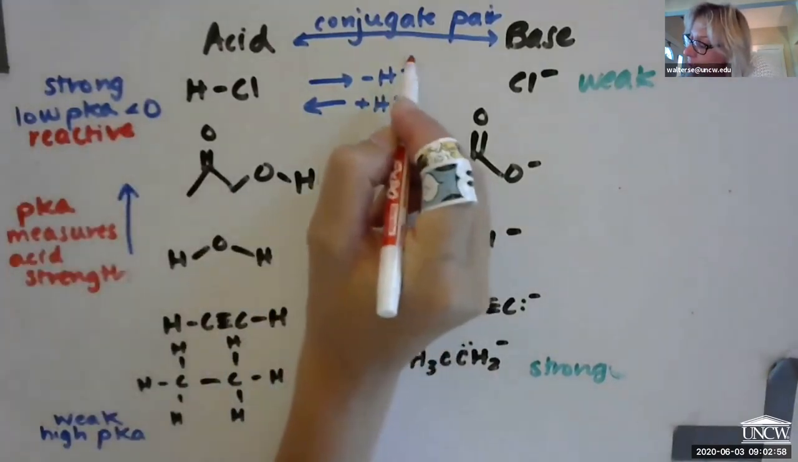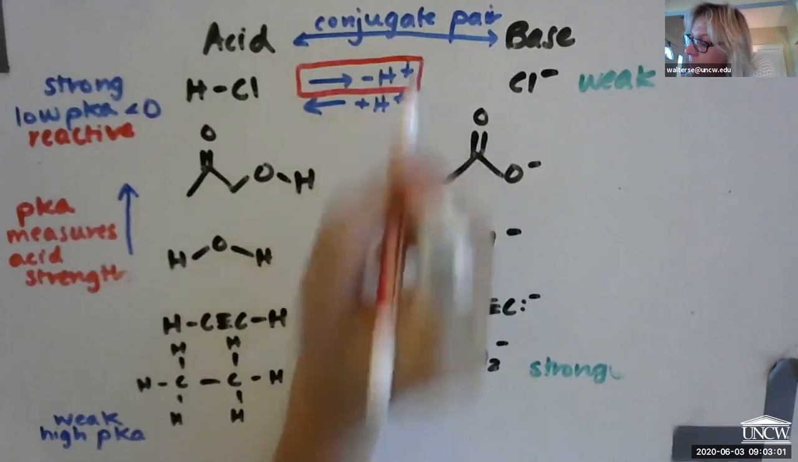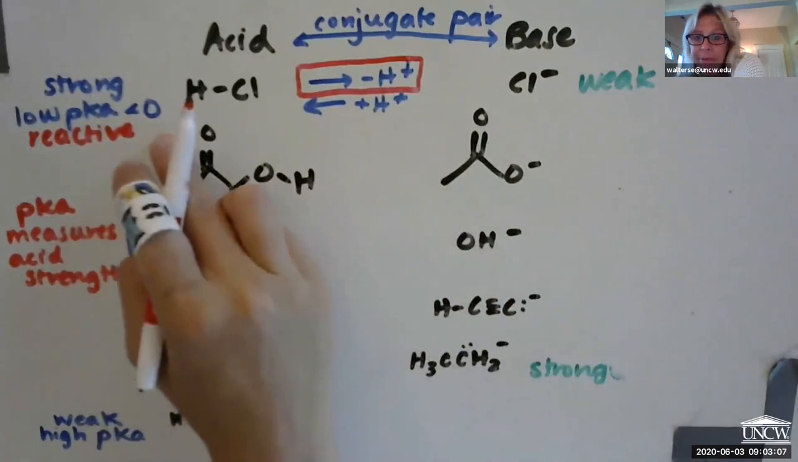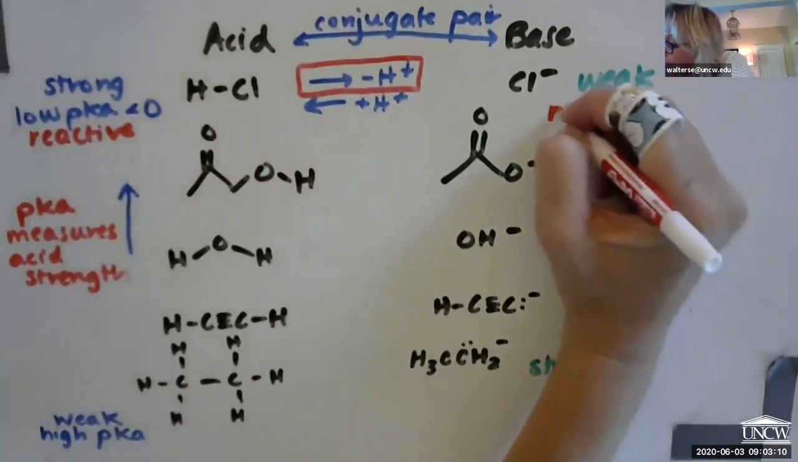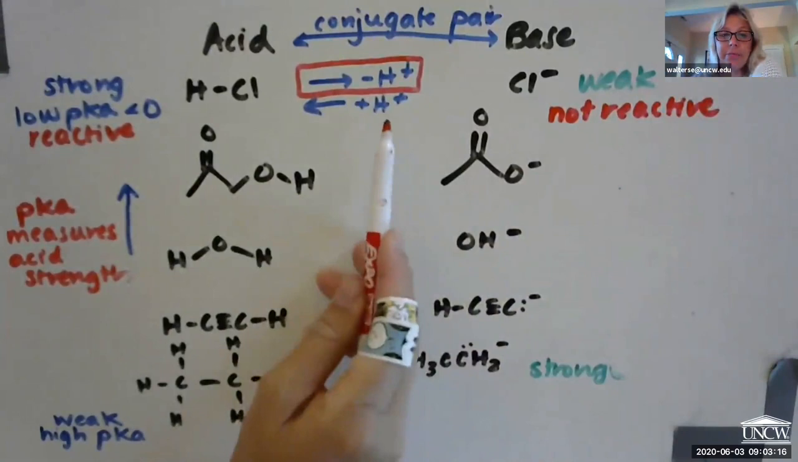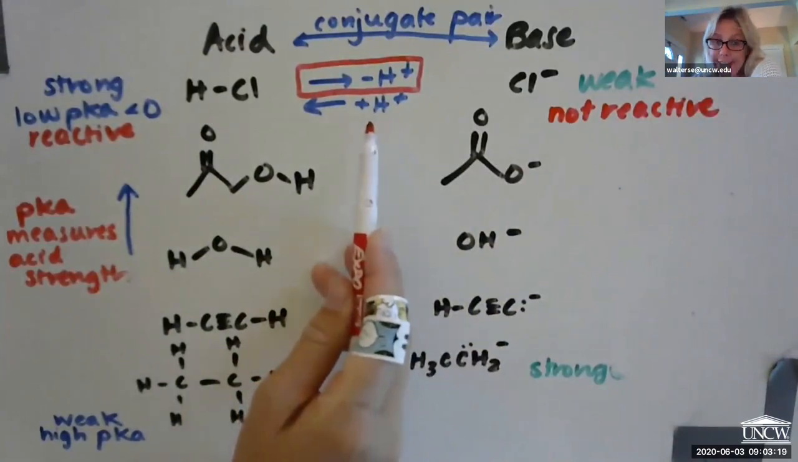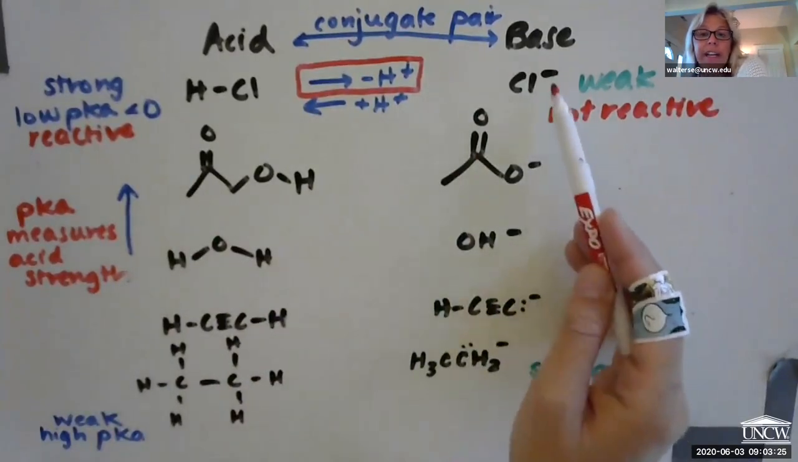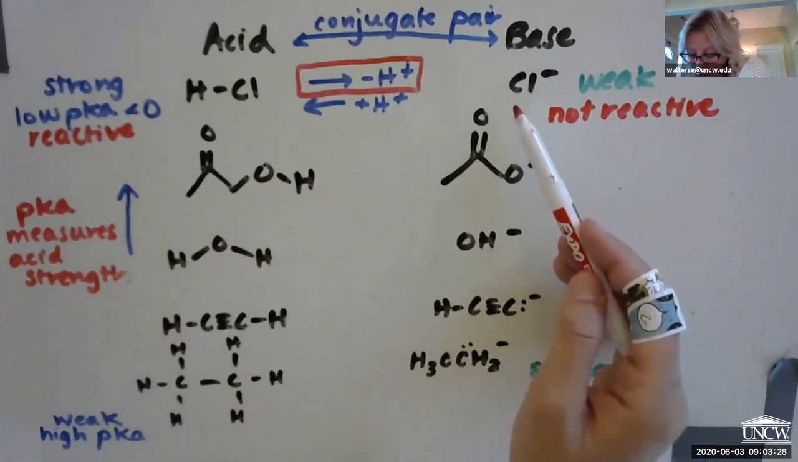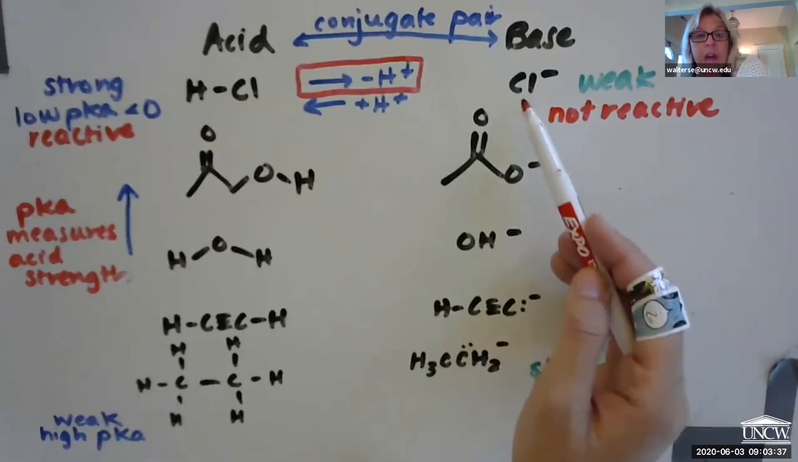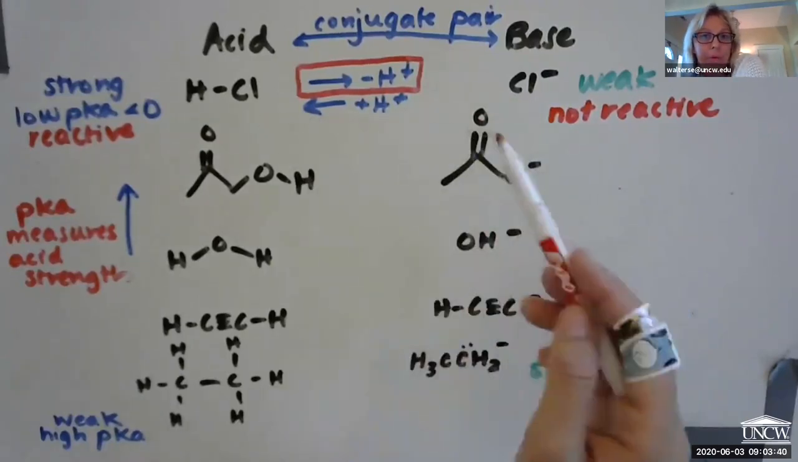this reaction is more likely to occur. If the acid is very reactive, then the corresponding base is not reactive, in the sense that this reverse reaction of taking a proton back doesn't happen. So if you have chloride in solution, it's not going to pull protons off of other components in the reaction. It may still do something, but it's not going to do acid-base chemistry by pulling protons away.